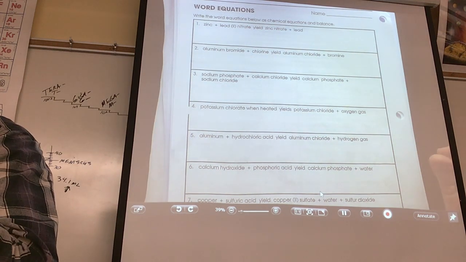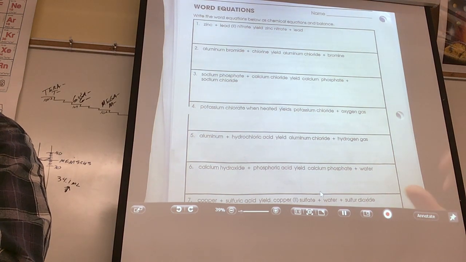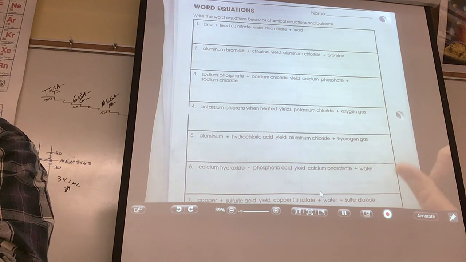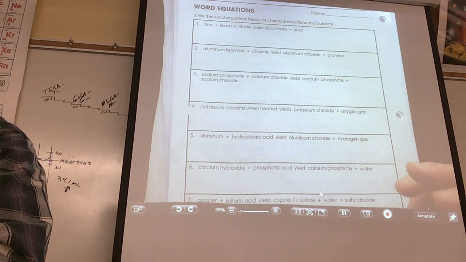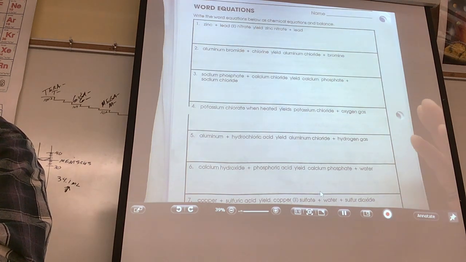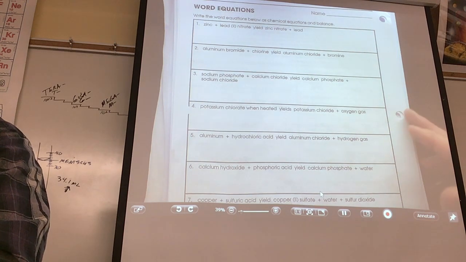But the reason I like these is that it makes you think about a lot of things. It says, do I remember diatomic elements? Do I remember how to write formulas? Do I remember what happens in double replacement? How about, unfortunately, there's no combustion on here.